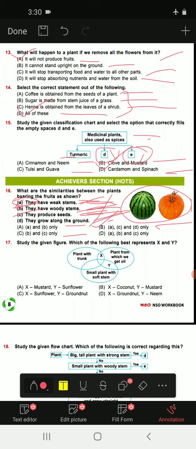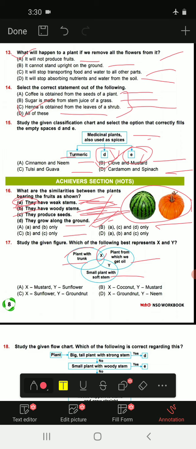Study the given figure. Here is the figure given. Which of the following best represents X and Y? This is the X and this is the Y. So what is in this box? We see that plant with trunk. In this box, you see that plant from which we get oil. And in this box, it is written that small plant with soft stems.